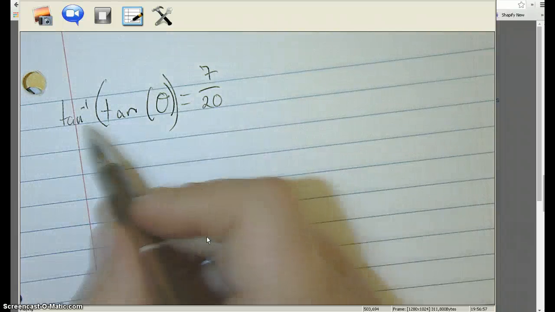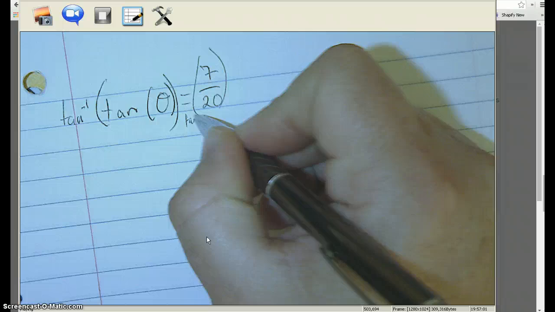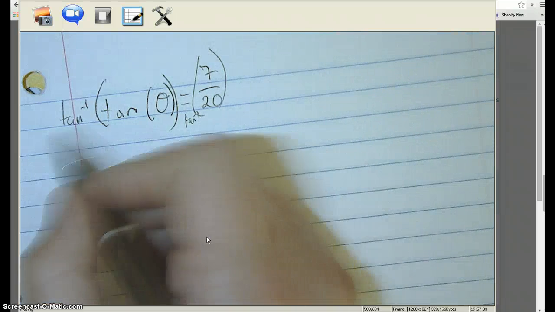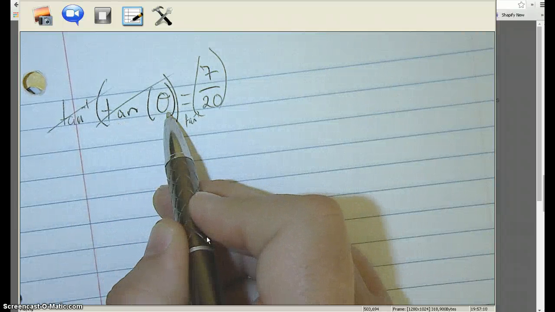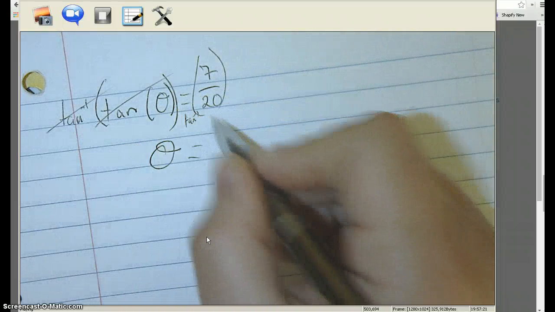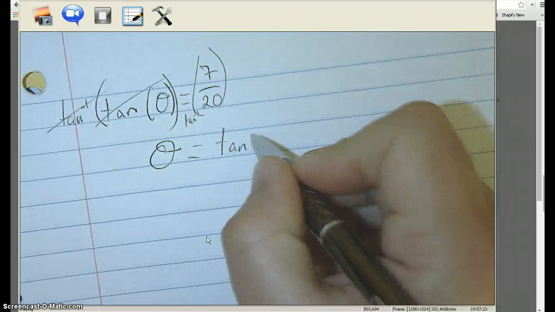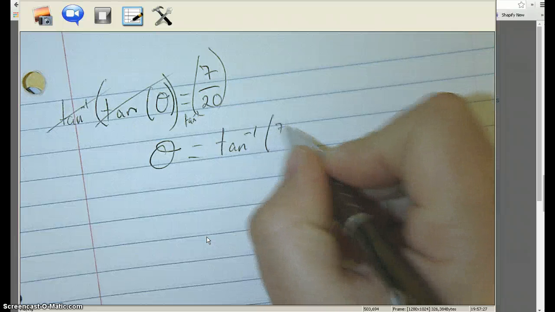So if I take the inverse of this side, I have to take the inverse of the other side. So these two are going to cancel because this one says perform the tangent function on angle theta, and this is perform the inverse of the tangent function on the tangent function of theta. So they cancel out, and we're just left with theta. It's equal to, but since we had to do it to this side, we have to do it to the other side. So theta is equal to the inverse tangent of 7 over 20.